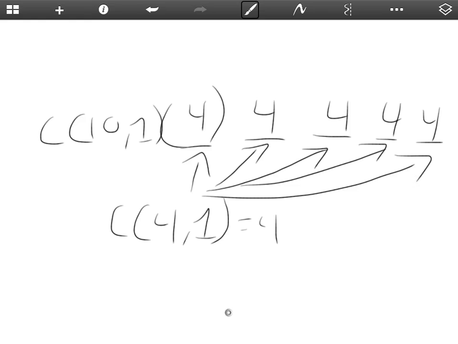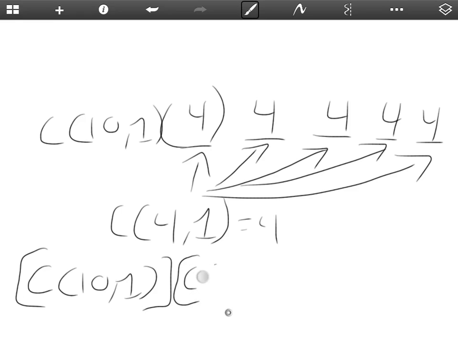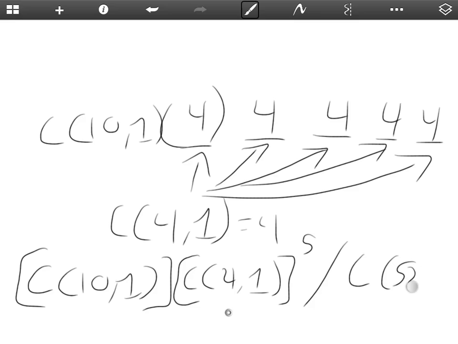We're picking one of the 4 suits, and the suits are spade, diamond, club, heart. And all this is going to come out to C of 10 choose 1, times, that's a bracket, just to make it a little easier to see, C of 4 choose 1, to the 5th, all divided by C of 52 choose 5. And that's your answer.